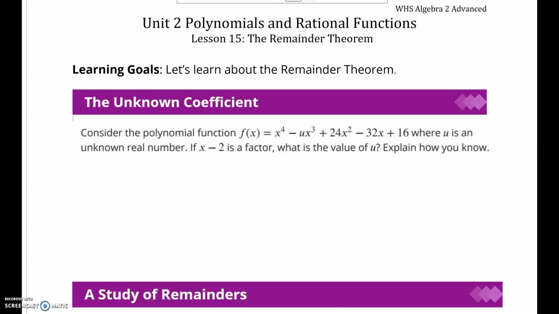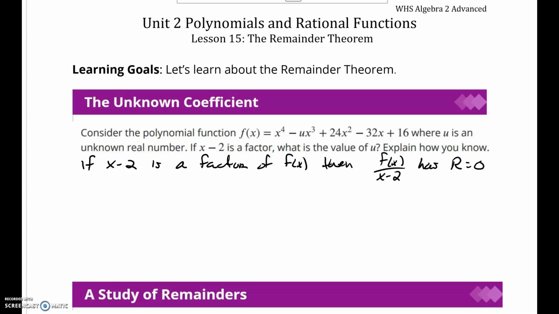Okay? So the first thing we have to realize is that if x minus 2 is a factor of f of x, then when I take f of x and I divide it by x minus 2, it's going to have a remainder of 0. Okay, so if x minus 2 is a factor, I know for a fact that the remainder has to be 0.